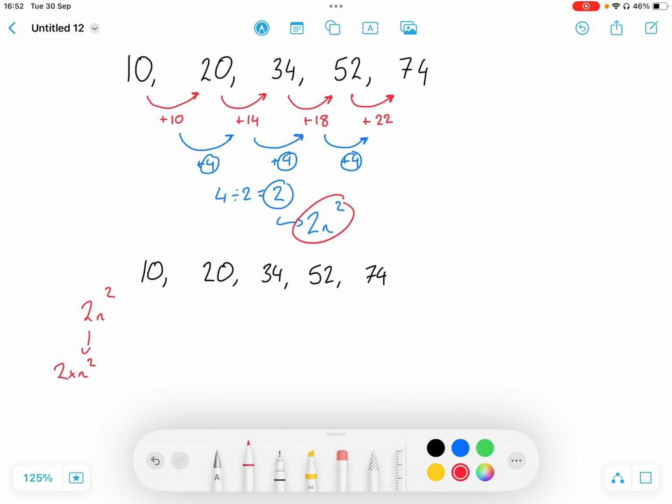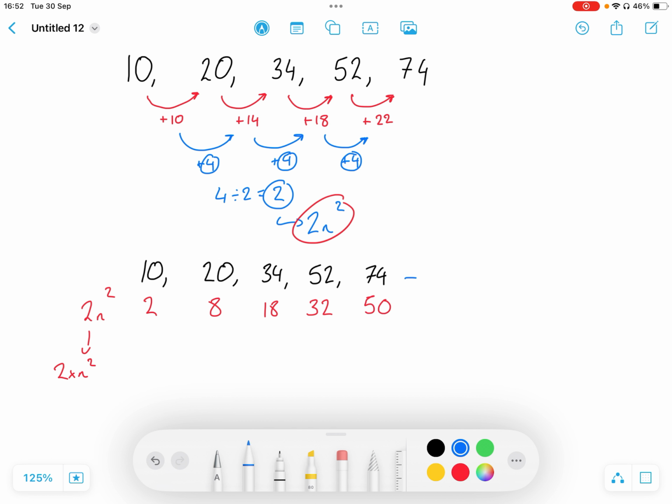So for your 1, 1 squared is 1 times 2 gives me 2. For 2, 2 squared is 4 times 2 gives me 8. For 3, 3 squared is 9 times 2 gives me 18. For 4, 4 squared is 16 times 2 gives me 32. For 5, 5 squared is 25 times 2 is 50.